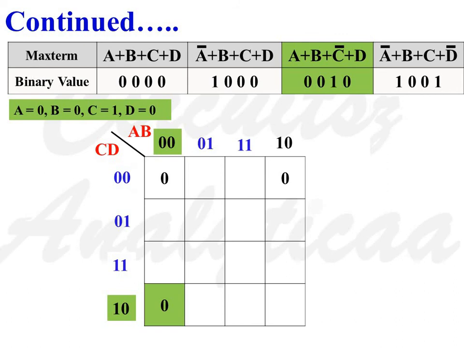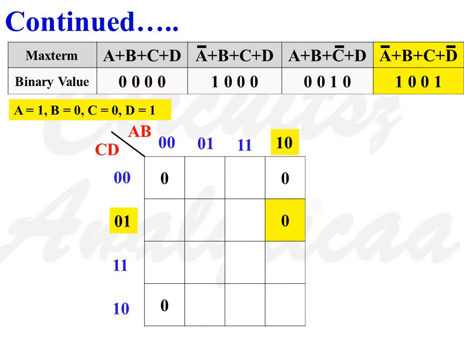The third sum term in the given expression is A plus B plus C bar plus D. As variables A, B and D are in true form, the corresponding bits are set as logic 0. As variable C is in complemented form, the corresponding bit is set as logic 1. So the binary value of this sum term is 0, 0, 1, 0. Locate 0, 0, 1, 0 on the K-map. The corresponding cell is set as logic 0.